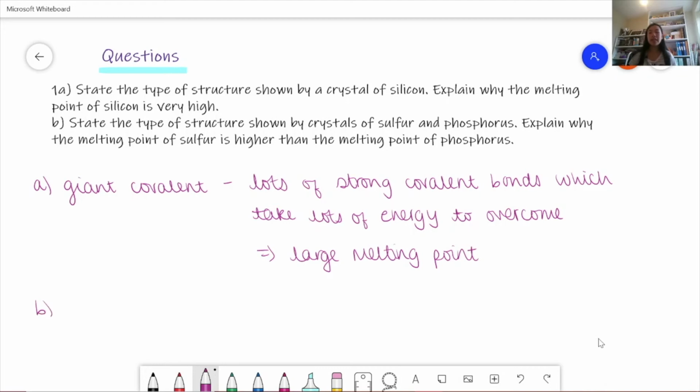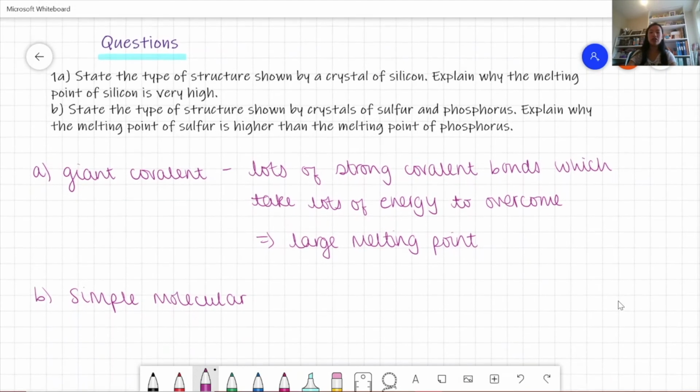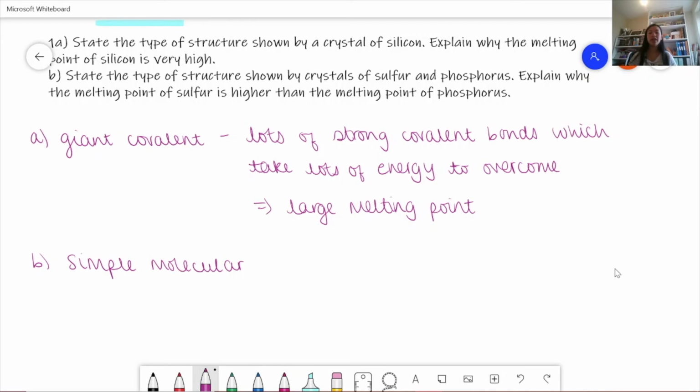And then for B, state the type of structure shown by crystals of sulfur and phosphorus and explain why the melting point of sulfur is higher than the melting point of phosphorus. So sulfur and phosphorus are both non-metals, but they don't form giant structures. So they are simple molecular structures. And so that means that they have very, very low melting points compared to the giant covalent structure of silicon. The melting point of sulfur is higher than that of phosphorus because, when we draw out the molecules, the sulfur molecule is much bigger, because sulfur exists in 8s and phosphorus exists in 4s. And this means that it has stronger van der Waals forces between the molecules, and so they take more energy to overcome.